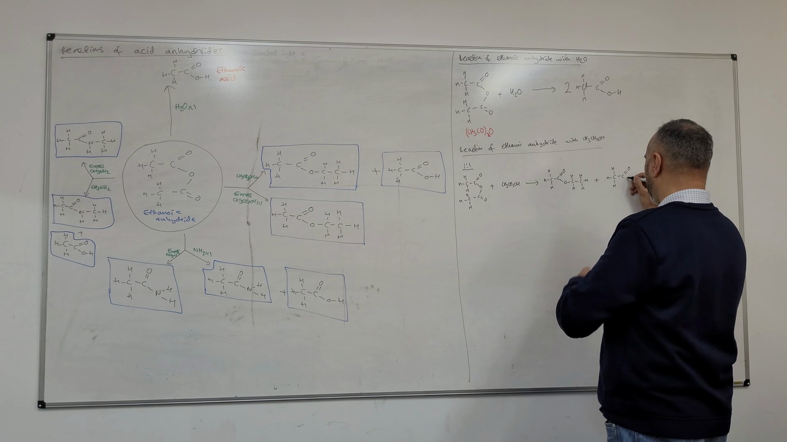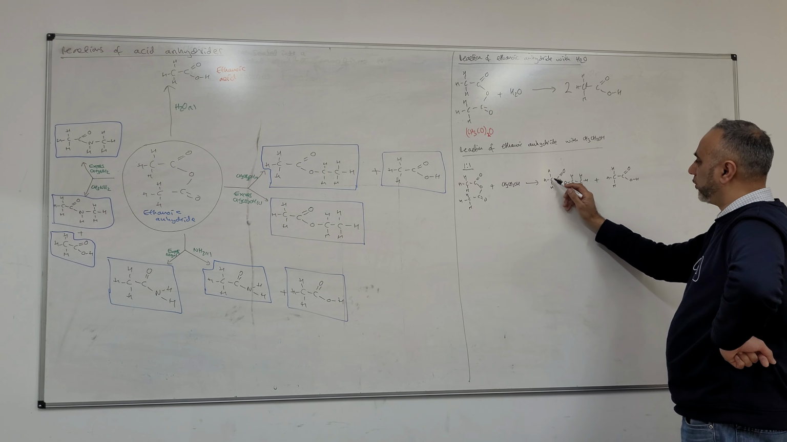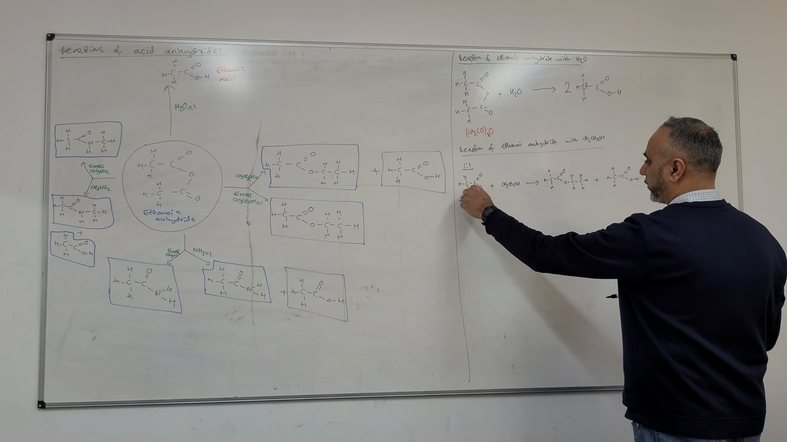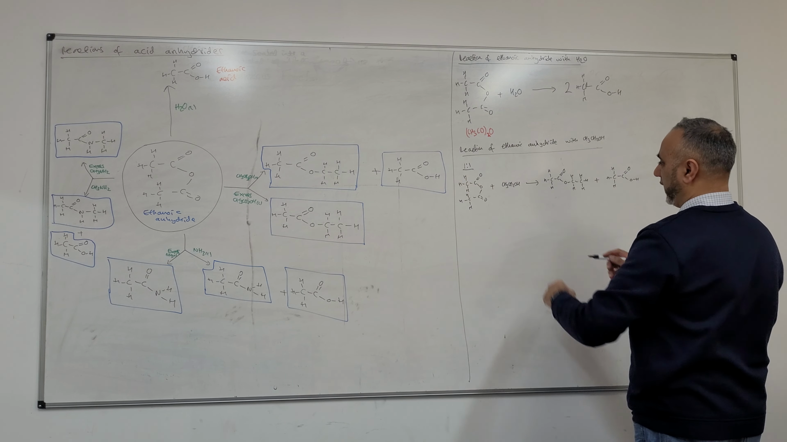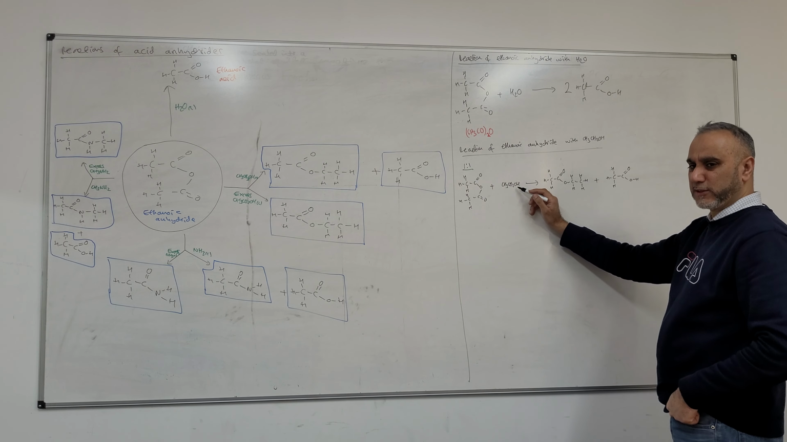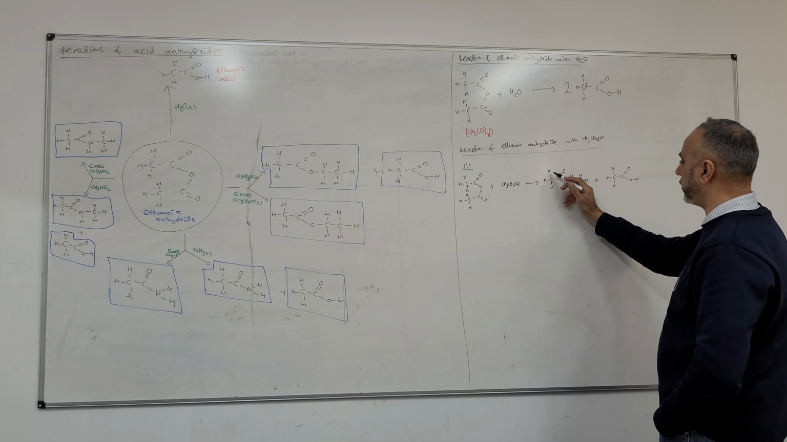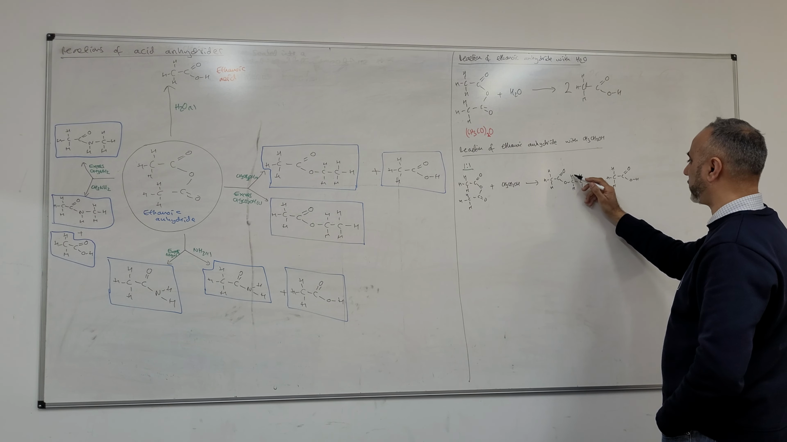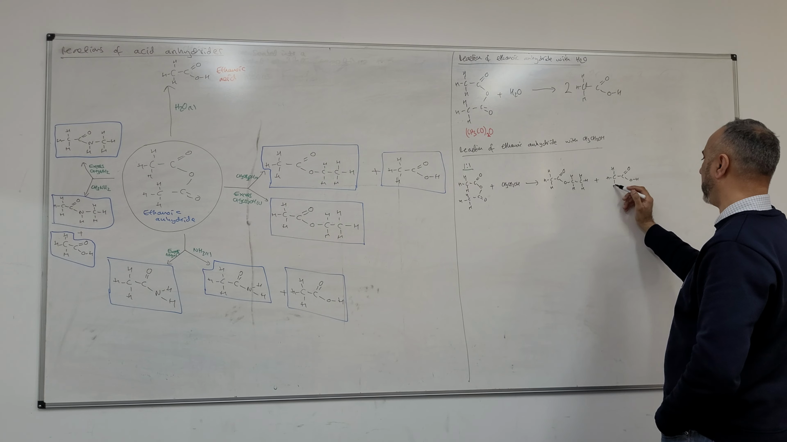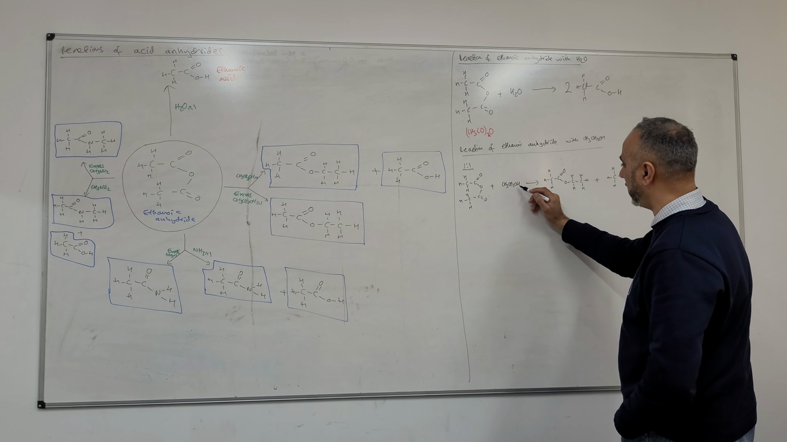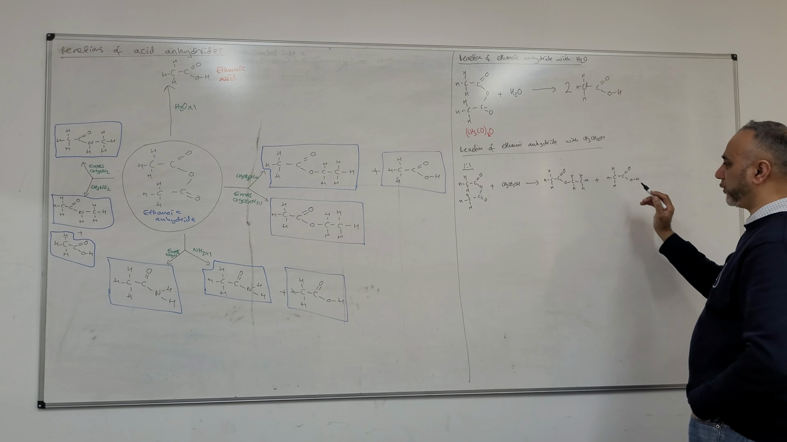Now we've got to check this is balanced. So we've got 1, 2, 3, 4 carbons here, 4, 5, 6. 1, 2, 3, 4, 5, 6. Perfect. Hydrogens, 1, 2, 3, 4, 5, 6 there. 6 and 6 makes 12. Okay. So here 1, 2, 3, 4, 5, 6, 7, 8, 9, 10, 11, 12. And finally oxygen 1, 2, 3, 4. 1, 2, 3, 4. Perfect.